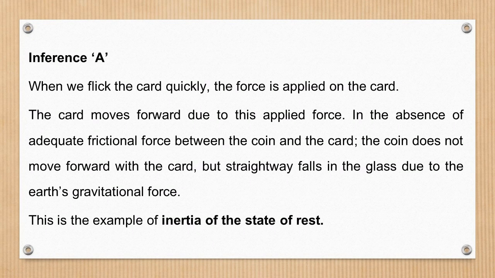Inference. When we flick the card quickly, the force is applied on the card. The card moves forward due to this applied force. In the absence of adequate frictional force between the card and the coin, the coin does not move forward with the card, but straightway falls in the glass due to the Earth's gravitational force. This is the example of inertia of the state of rest.